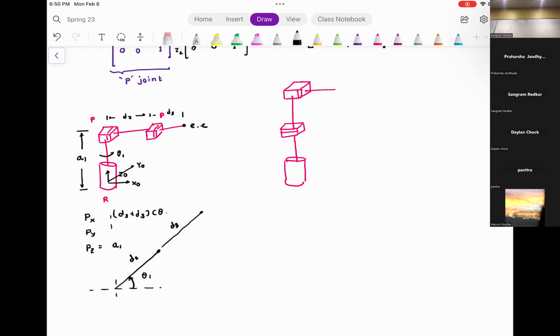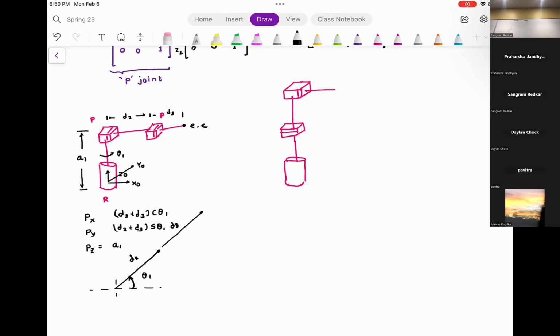cosine theta 1. And Py is D2 plus D3 sine theta 1. Are you with me? Forward kinematics done. Even the second one might not be redundant, because it's not irrelevant. But since I drew it like this, I just wanted that one.